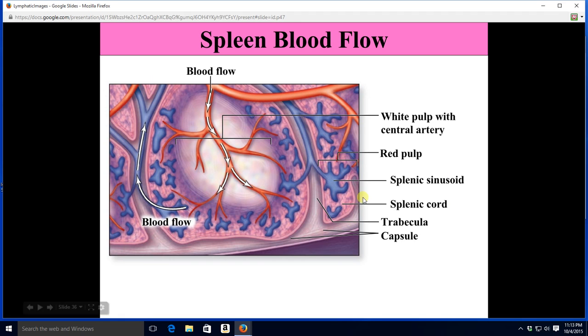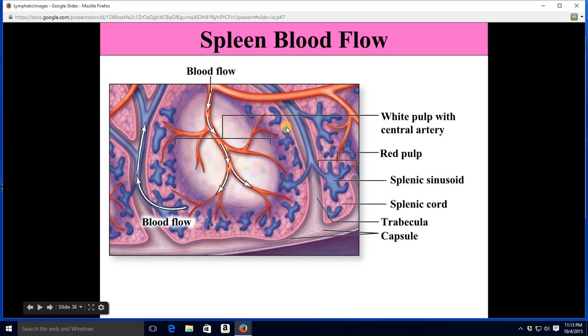All right, we're looking at some blood flow here. So right here, we've got a nice central artery. Now, the central artery is surrounded by something called white pulp. White pulp is made out of lymphocytes. So remember, we want to monitor the blood for pathogens, and we want to be able to activate lymphocytes. And so we conveniently have lymphocytes around these central arteries, and this cluster of lymphocytes is known as white pulp.